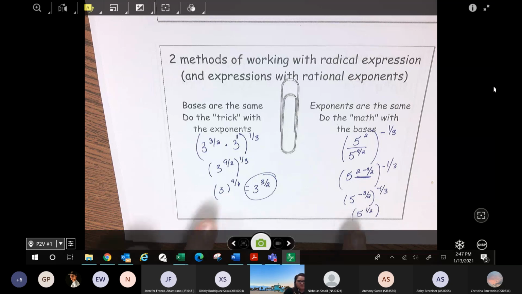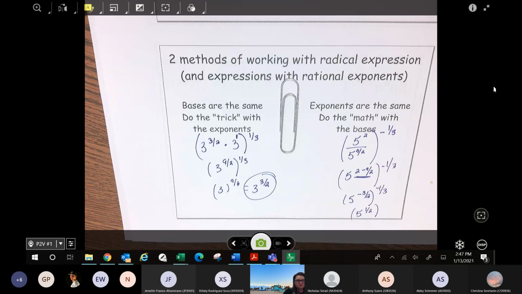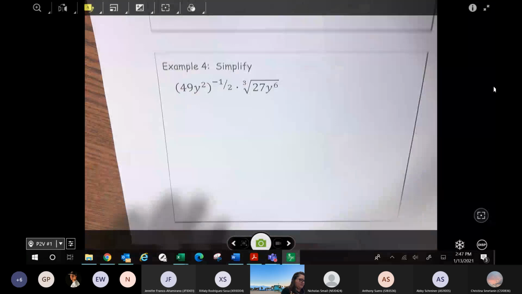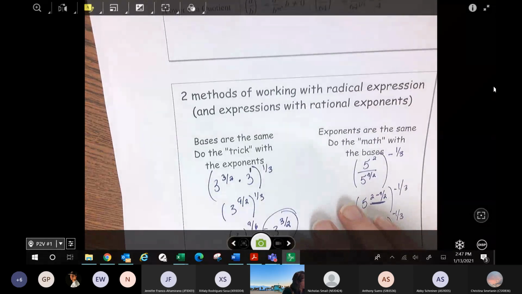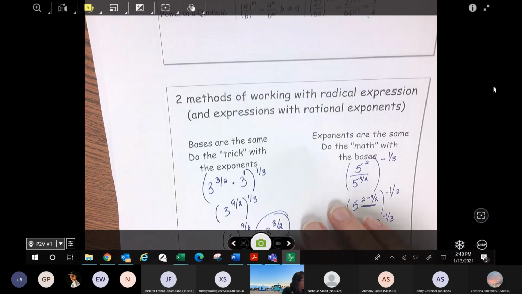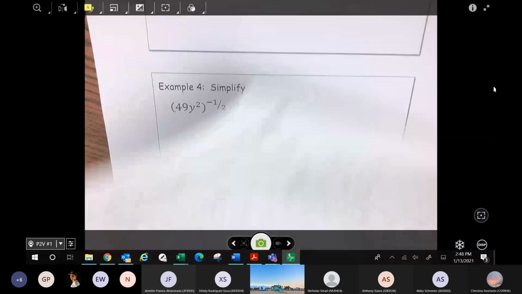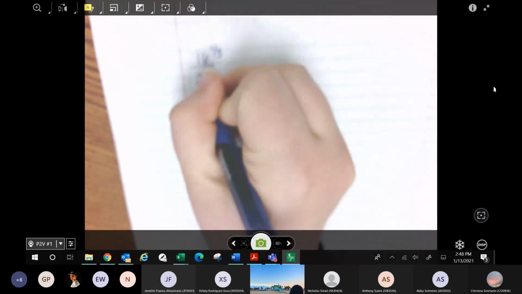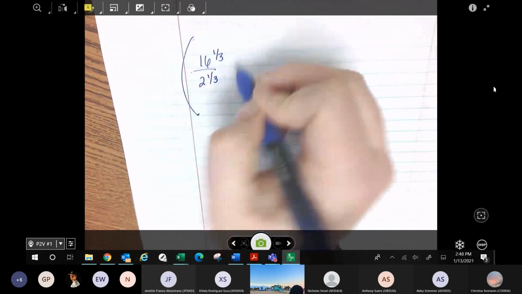Okay, any questions on these two problems? Okay, I'm going to move on. The next ones are not on this paper, so I'm going to use a piece of notebook paper. I'm going to go over a few more like that where it's in the rational exponent. We're going to have 16 to the 1/3 over 2 to the 1/3, all squared.